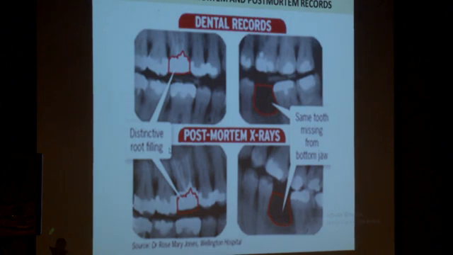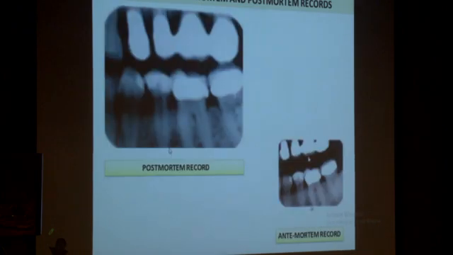It could be a cystic lesion. It could be some peculiar space, like a sac-like space here. That helps in identifying and matching the antemortem and the postmortem records. Here is another example of antemortem and postmortem records. So what is the peculiarity here?